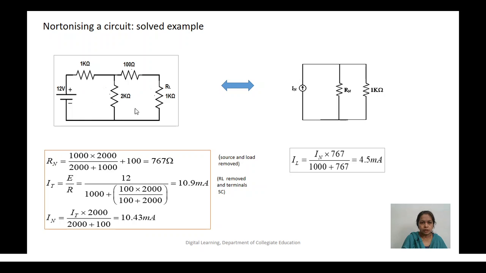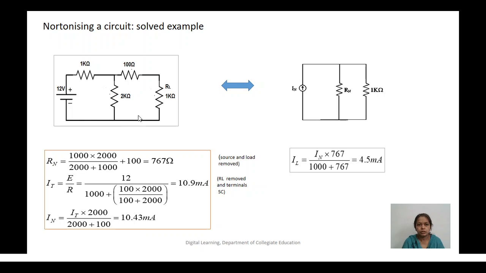Now to Nortonize this circuit, what we have to do is first find the Norton resistance. To find Norton resistance, remove the load resistance, replace the battery by its internal resistance and find the effective resistance of the circuit. Remove the battery, remove the load, replace the battery by its internal resistance and find the effective resistance by looking back at the circuit from the open end. Open this 1K, source and load removed. Remove the source and remove the load and replace the source by its internal resistance.